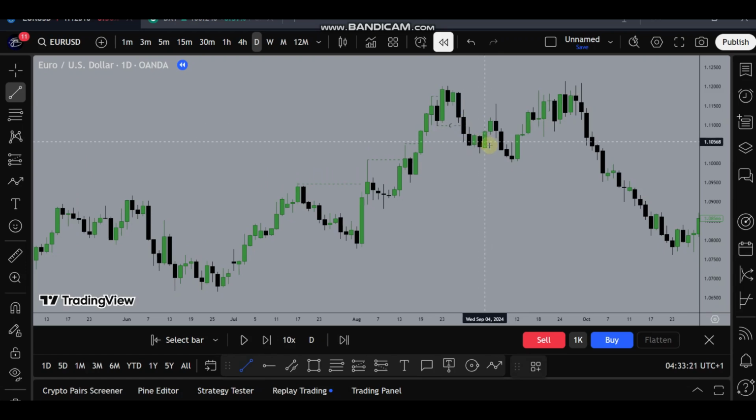Now price made a swing low. You ask yourself, between this swing low and this swing low, where is the highest high? This is it. So until price breaks this high, we have a change of character. So after this, we have a break of structure here.